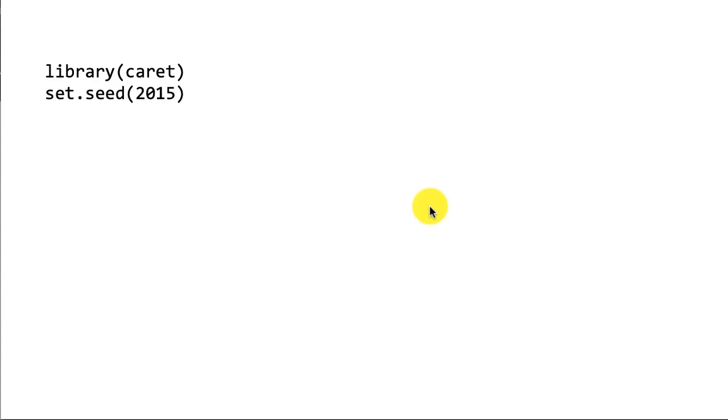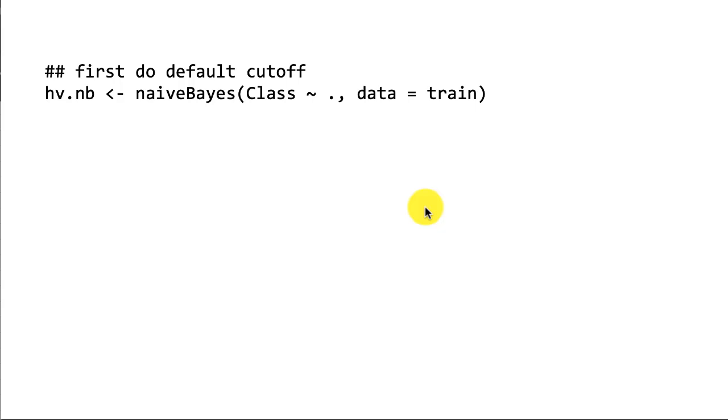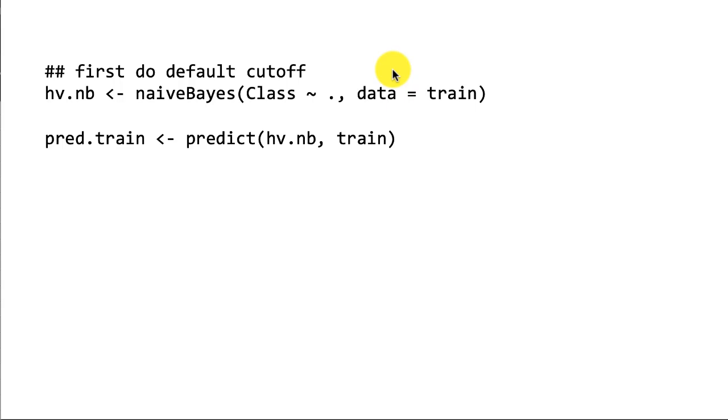Again, we're going to do the partitioning of the data. As always, we're partitioning 70-30. Then initially, let's do the default cutoff and make a prediction. So hv.nb is naive Bayes class tilde dot, meaning predict the target attribute called class based on all of the other attributes, V1 to V16, data equals train. So we've got the model.